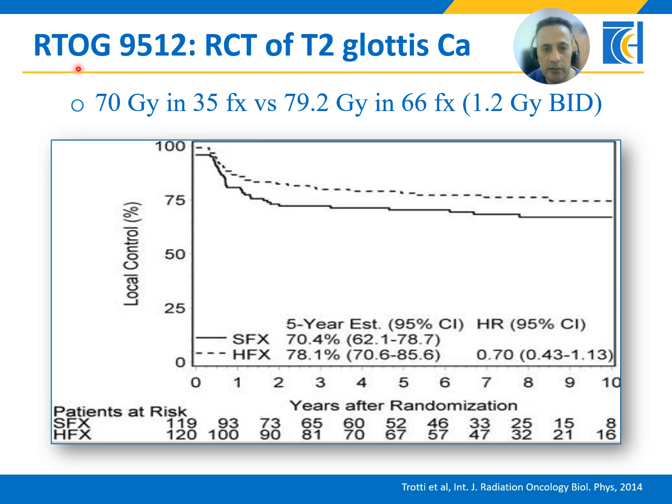Another trial is RTOG 9512. This is a phase 2 randomized clinical trial of T2 glottic larynx. It randomized patients to 70 gray in 35 fractions versus 79.2 gray in 66 fractions using 1.2 gray per fraction BID. So this study showed 8% superior local control for hyperfractionation at 5 years compared to standard fractionation, but this benefit was not statistically significant.